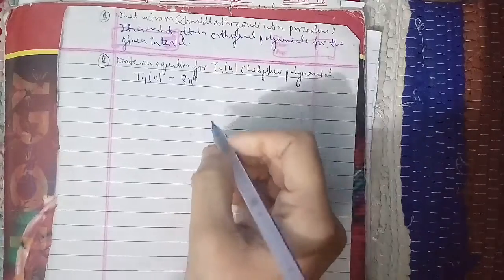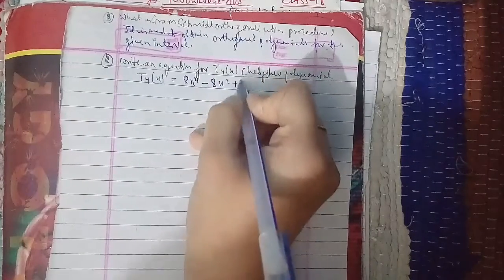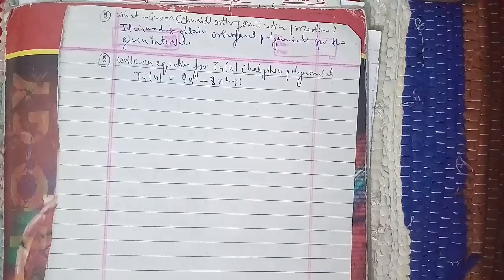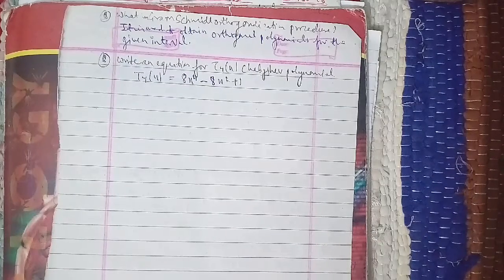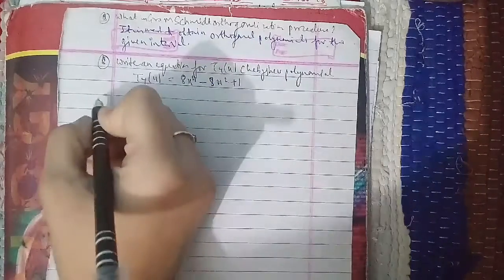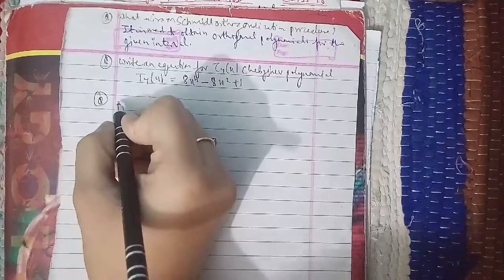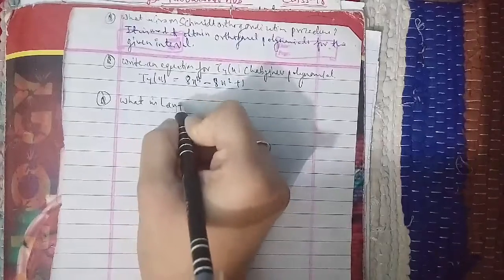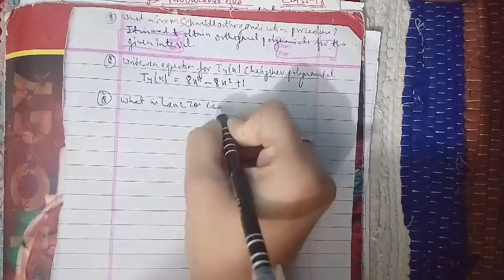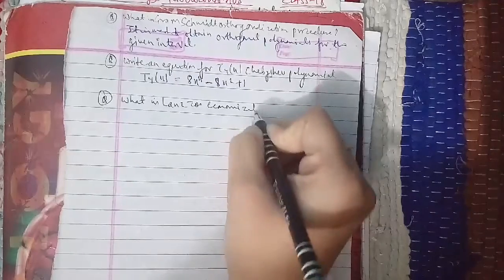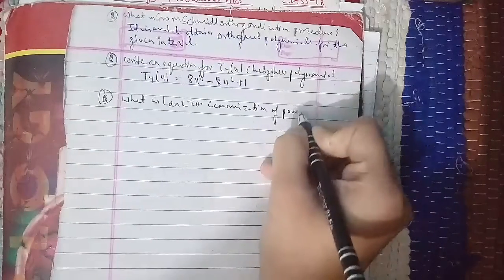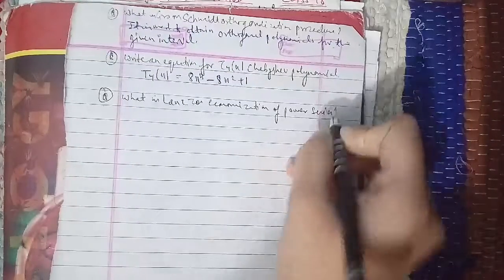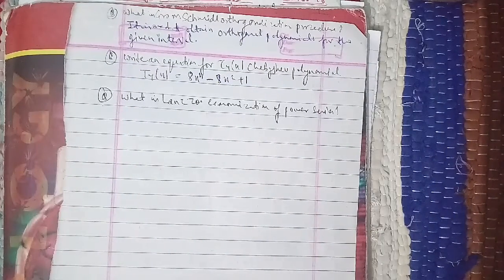So for the same we talk about it. Here Lanczos economization is used to decide the number of terms to be considered in approximation of series for a given error that we have discussed here.